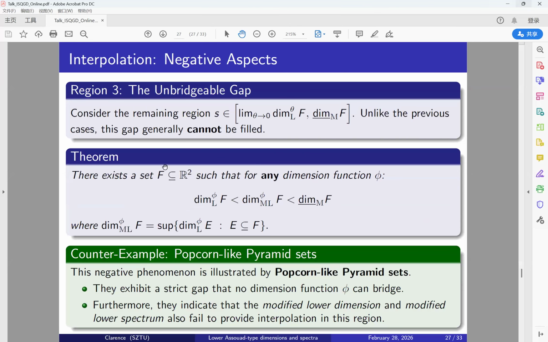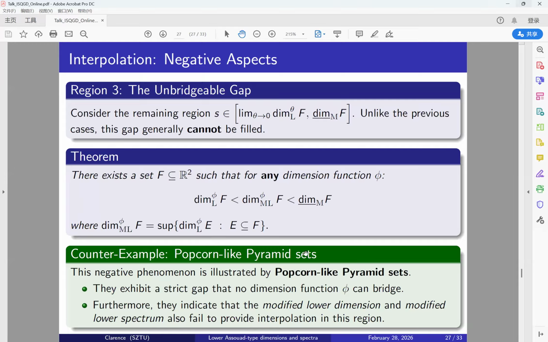The following result says there exists a set such that for any dimension function phi, the lower spectrum, the generalized lower spectrum, and the lower dimension itself will be strictly smaller than the modified lower spectrum, and it will be strictly smaller than the lower box dimension. The phi modified lower spectrum is the phi lower spectrum of the subset E of F, with the supremum over all the phi lower dimensions.